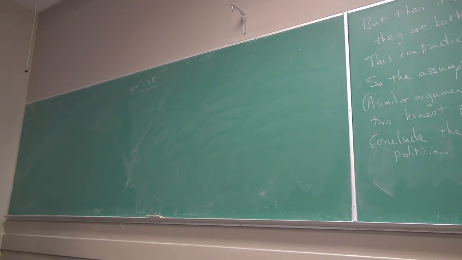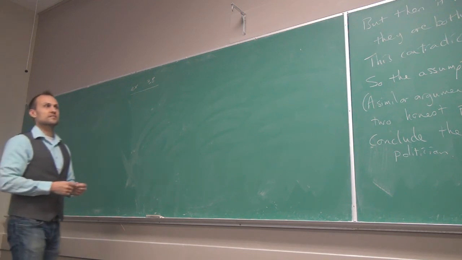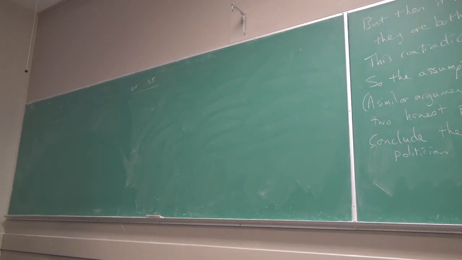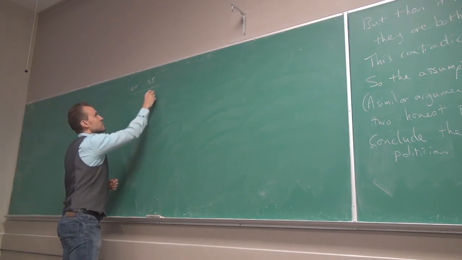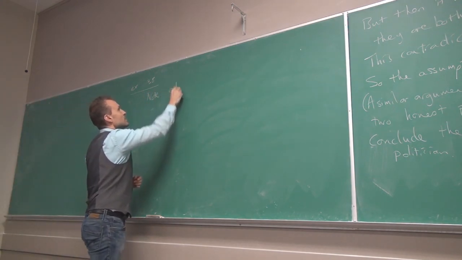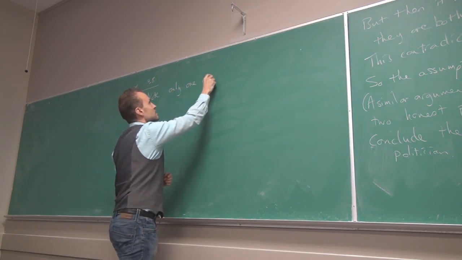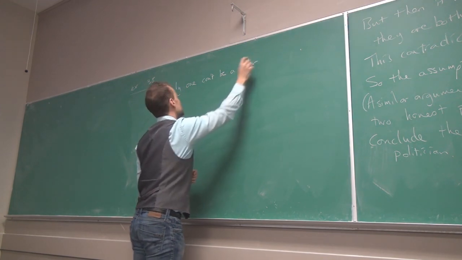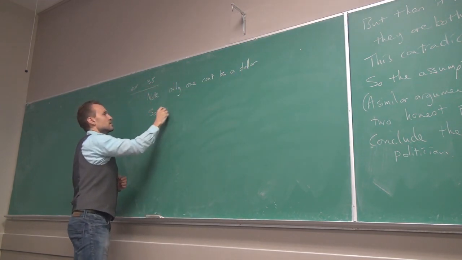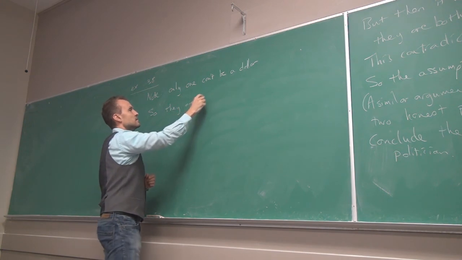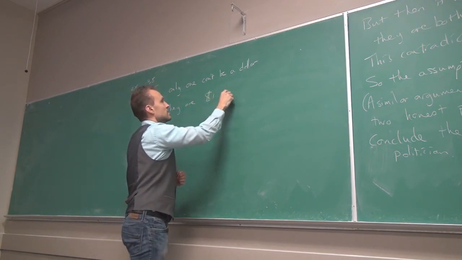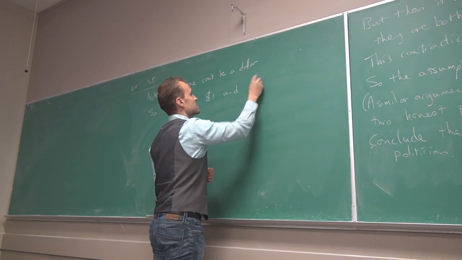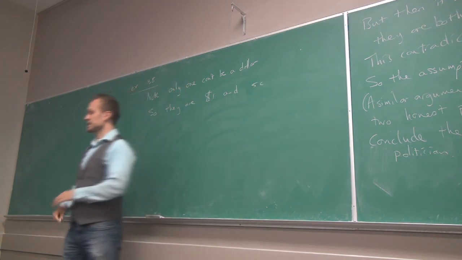You don't pick it up. You want to conclude, or you want to assume that neither one of them is a dollar. And then how do you do it? But that's not what the question says. So let's note, only 1 can be a dollar. So they are $1 and, now let's just say 5 cents, or whatever you want to write it.